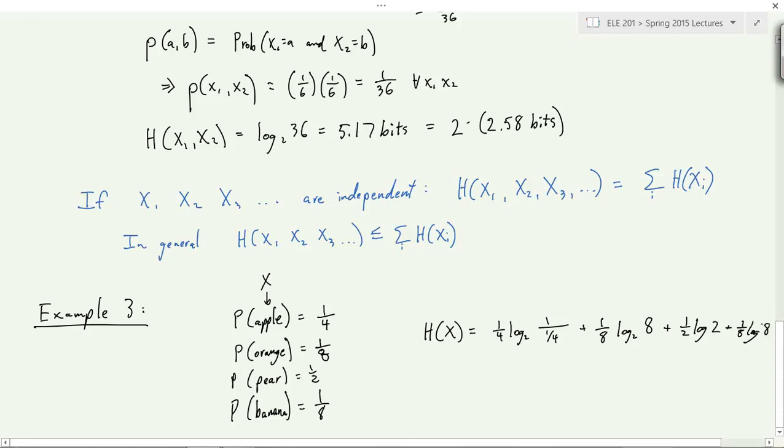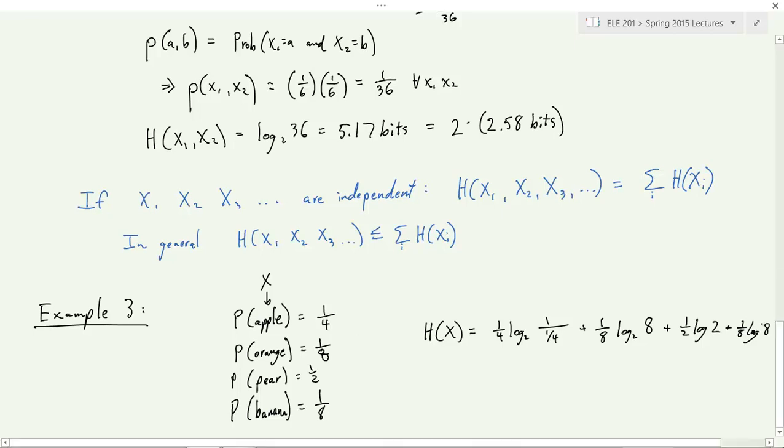Notice something interesting here. X is not a random variable in the strict sense. To be a random variable, it has to actually take on numbers. This is not taking on numbers. It's some random object, but its values are like apple or orange. It does not matter for calculating entropy. Entropy is really about the randomness, not about what values it takes.